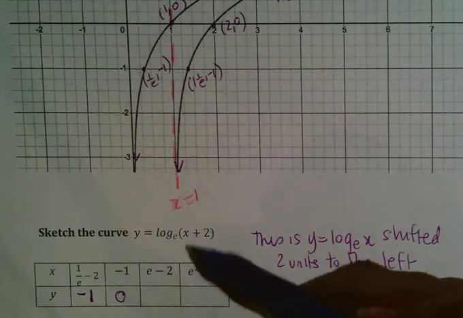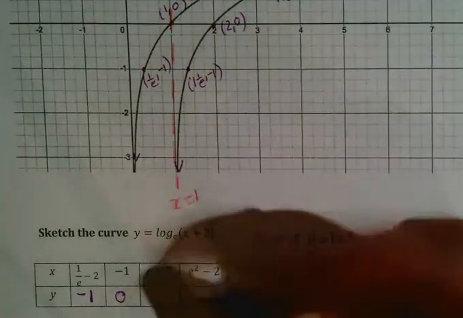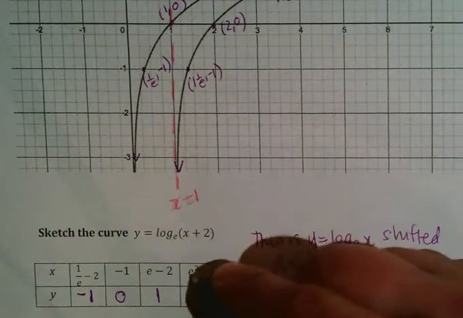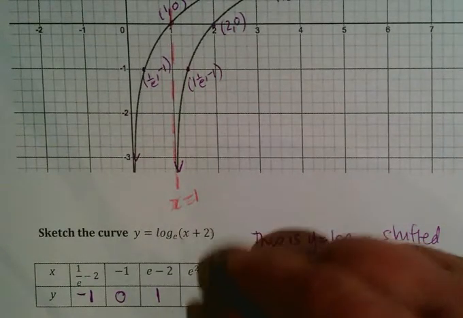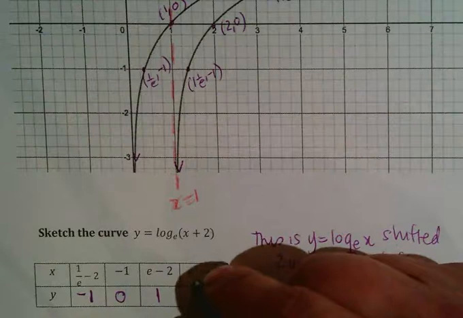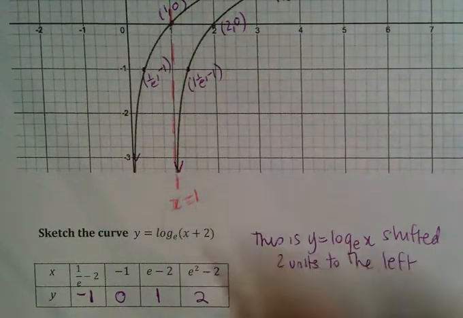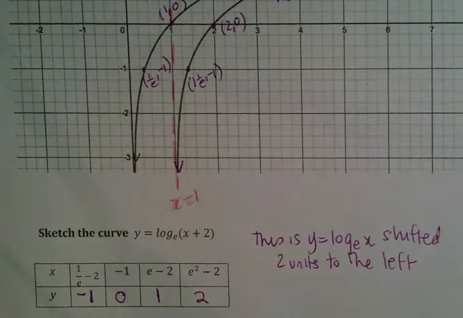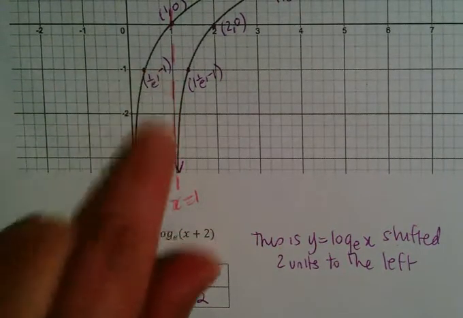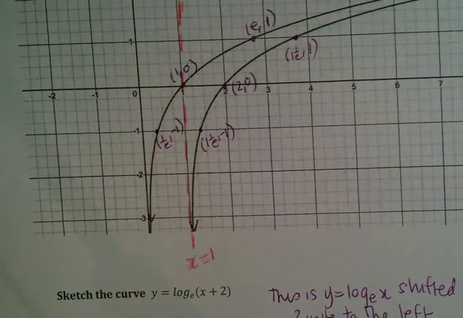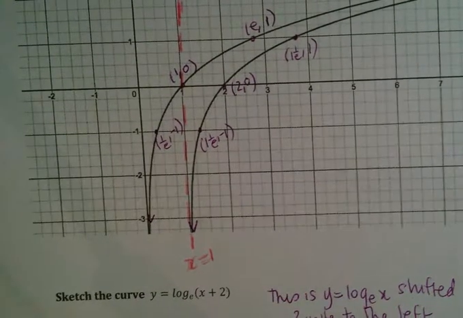If you've got e minus 2 plus 2, that'll just give you log to the base e of e, which is 1. And e squared minus 2, the minus 2 plus 2 cancels. Log to the base e of e squared is just 2. And now plotting that, we do know that it is 2 units shifted to the left. So I'm just going to plot those points 2 units to the left.